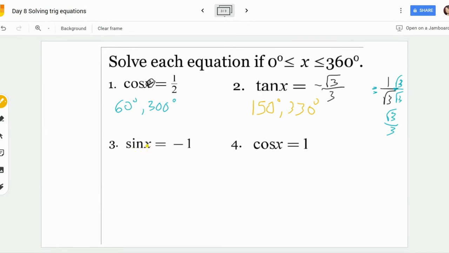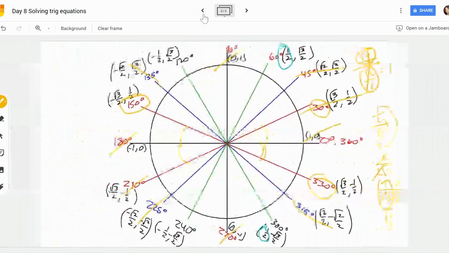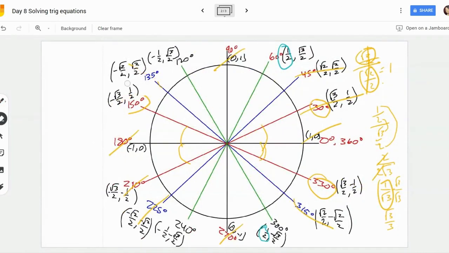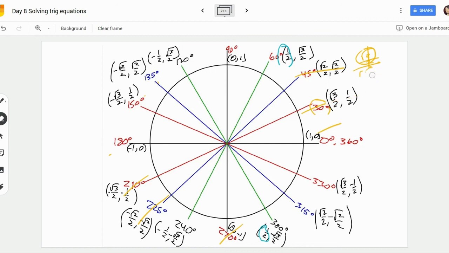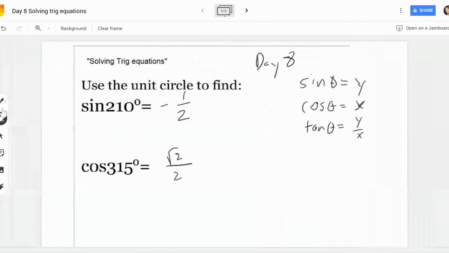Sine of x. So remember, this is theta. So what angle gives us the y value being negative 1? That's what this is asking. We can erase all this stuff here. Y value of negative 1. So take a second and look around. And there's only one of them on the unit circle, and that's right there. Your y value of negative 1 is 270. You don't get two answers for this one.